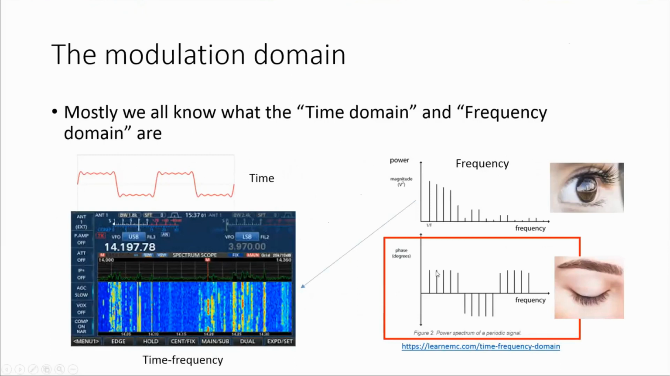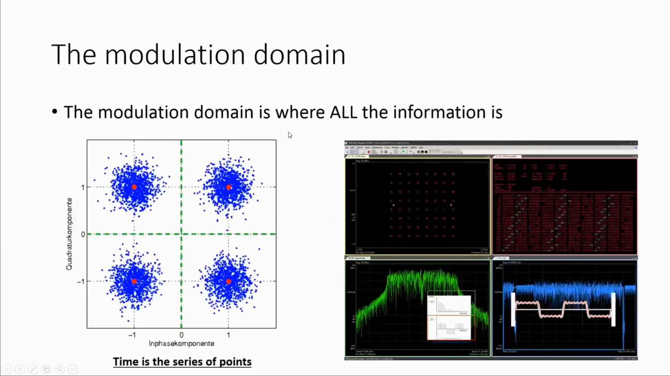But what's missing is phase. So the spectrum has phase and the time domain has phase, but we can't see that here. And we don't really think about phase. But phase is another degree of freedom. So modulation domain expresses the phase as part of the relationship that we're looking at.